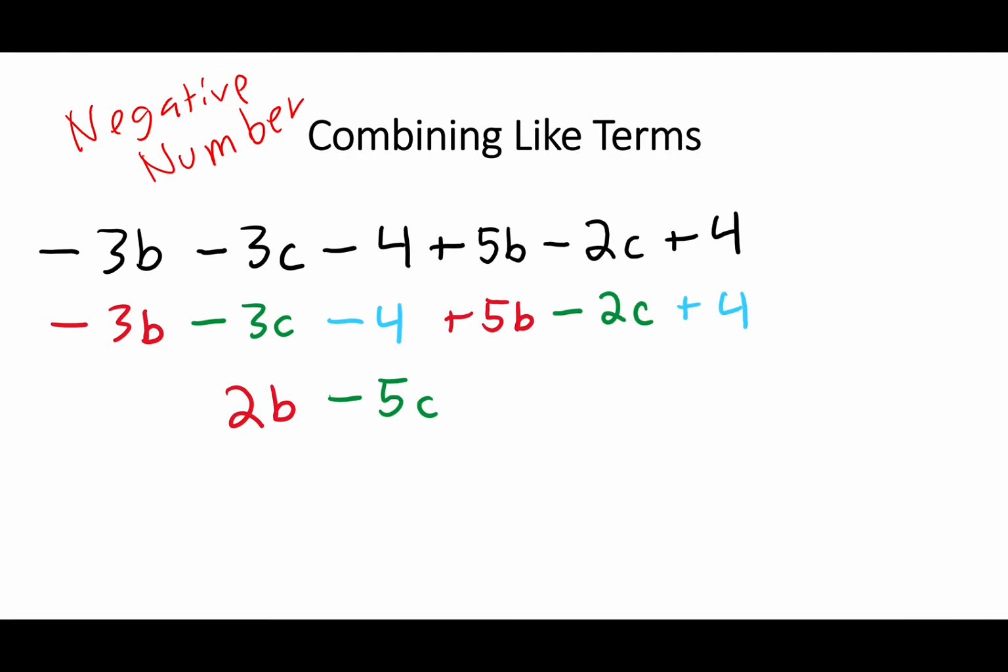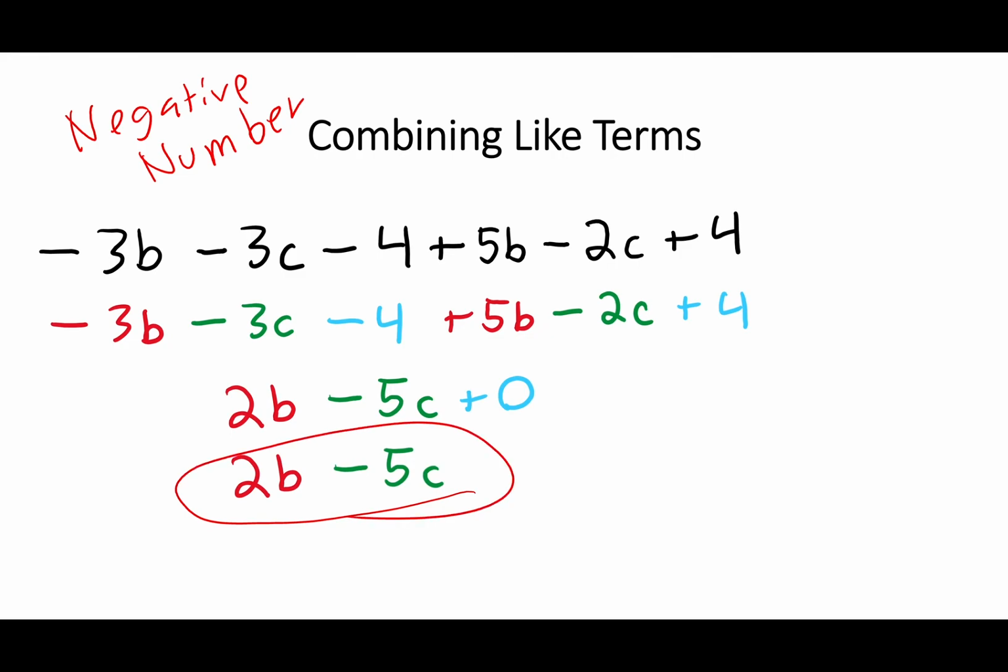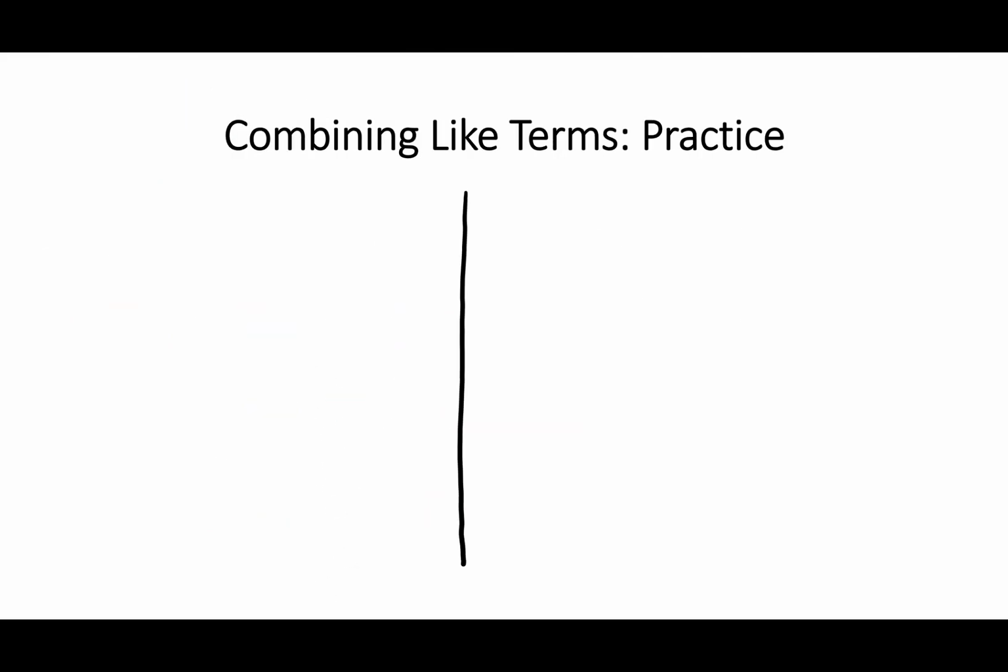Some of you have realized by now that they're opposites. 4 minus 4 is 0. So these cancel out. They give you 0. You obviously don't need to write the 0. I just provided that for you so you could understand. Your final answer is 2b minus 5c. That's it. Moving on. Combining like terms, try and practice it on your own, use color, and then check your work.